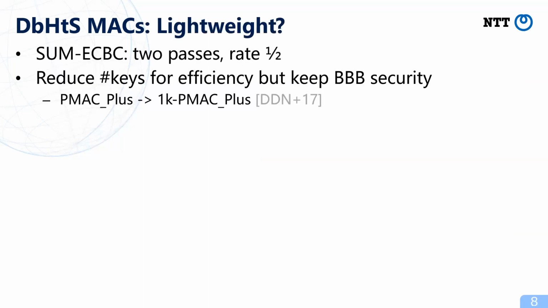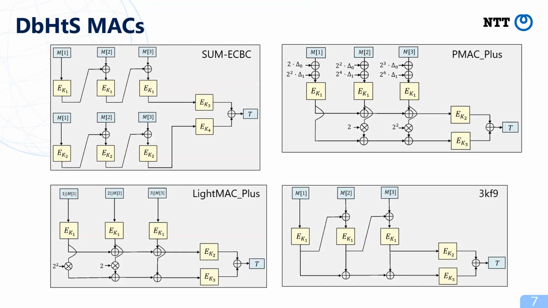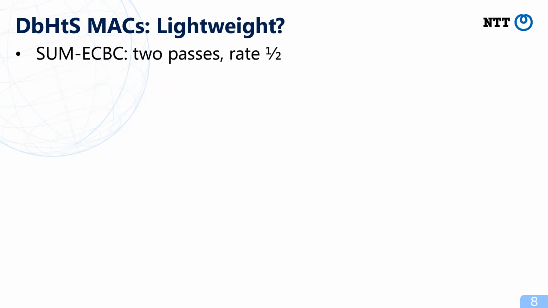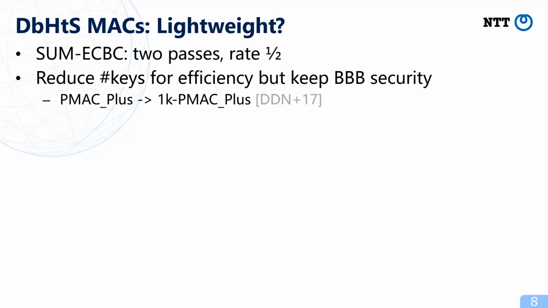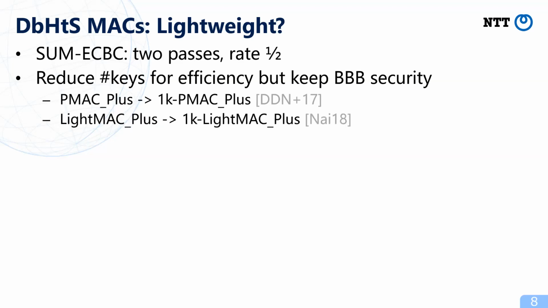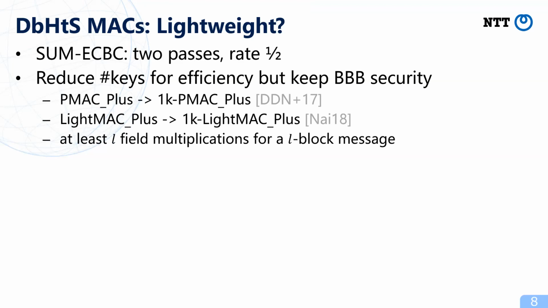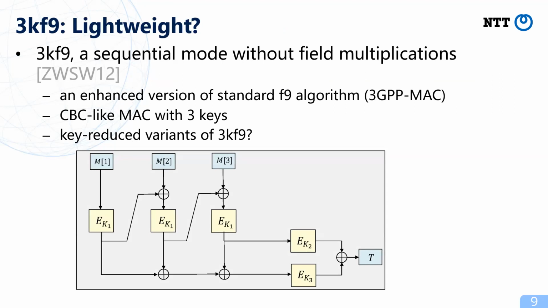So how can we do an even more lightweight MAC mode of operation? Well, one try is to reduce the keys. If you see in the previous slides, SUM-ECBC uses 4 different keys, and everything else here uses 3 different keys. So we might want to reduce the number of keys to 2 or 1. And people have done that. For PMAC+ and LightMAC+, you have 1k-PMAC+ and 1k-LightMAC+. They still use a field multiplication, and you only need 1 key and everything works. So that's really great. What about 3kf9? Can we do a lightweight version of 3kf9 with a 2-key or 1-key version? That's the goal of our paper.